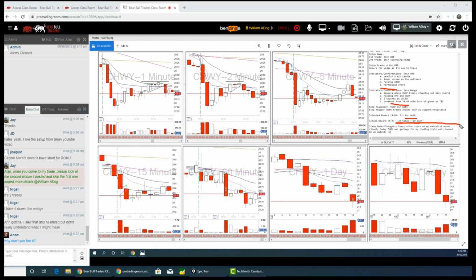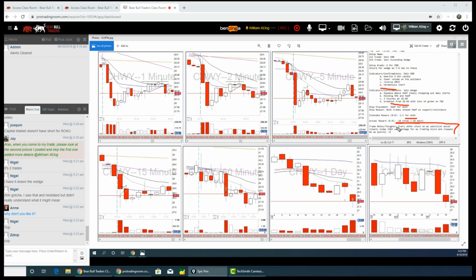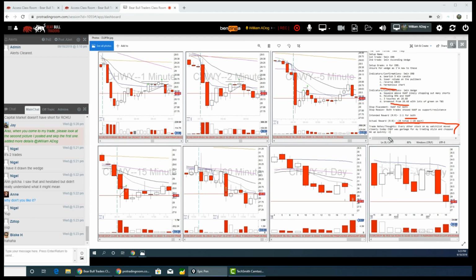Every other stock on my watch list moved cleanly today. CHWY Chewy. Oh, is this Chewy? Is this the dog delivery business? The dog food? Oh no, I'm gonna look at the second trade in just a sec, and I just want to focus on the first one. Was garbage for my trading style and chopped me up quickly. Okay.